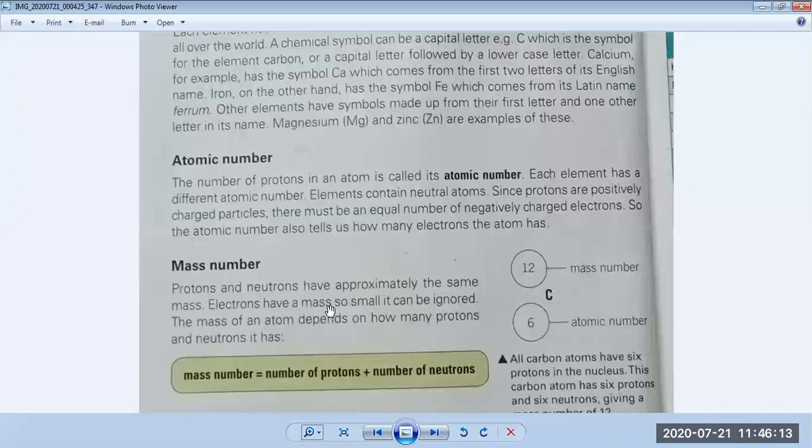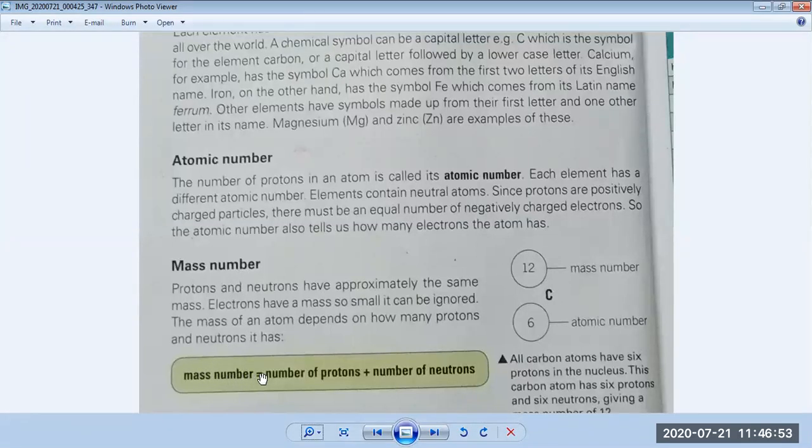Electrons have a mass so small it can be ignored. Okay, so we will not measure the electrons. The mass of an atom depends on how many protons and neutrons it has. So the most important thing in the structure of an atom is protons and neutrons. When we count only protons, they tell us the atomic number of that atom. And if we count both protons and neutrons, they tell us the mass number of the given structure.